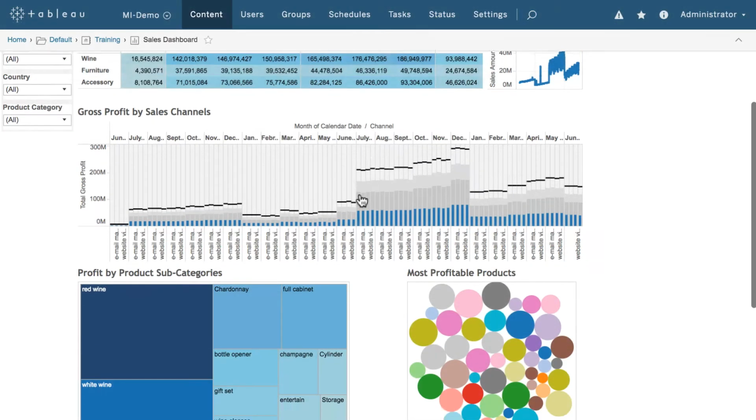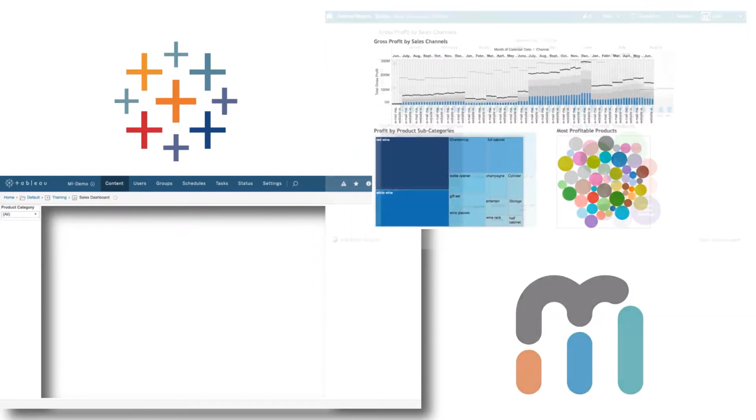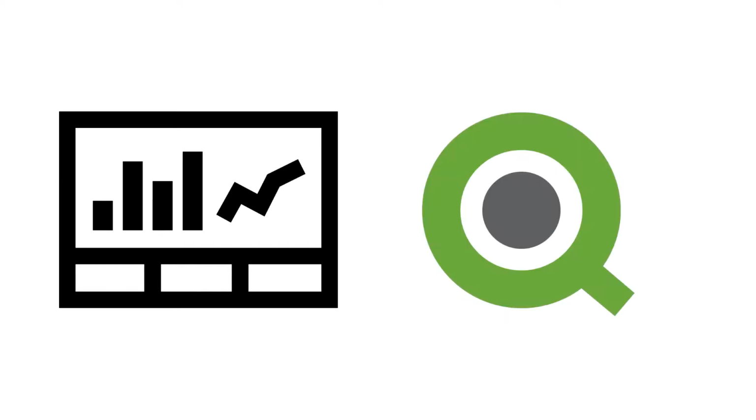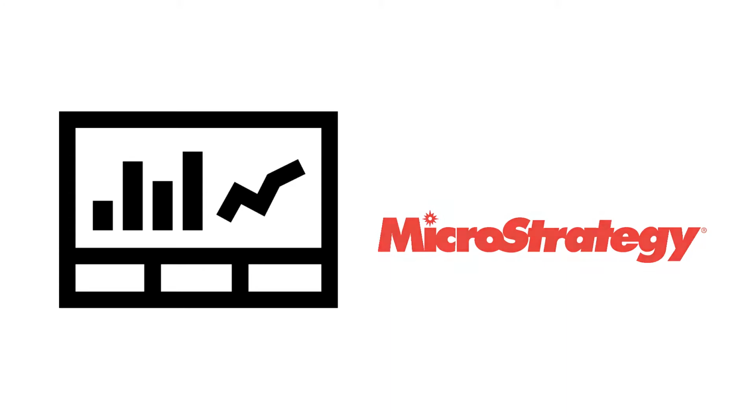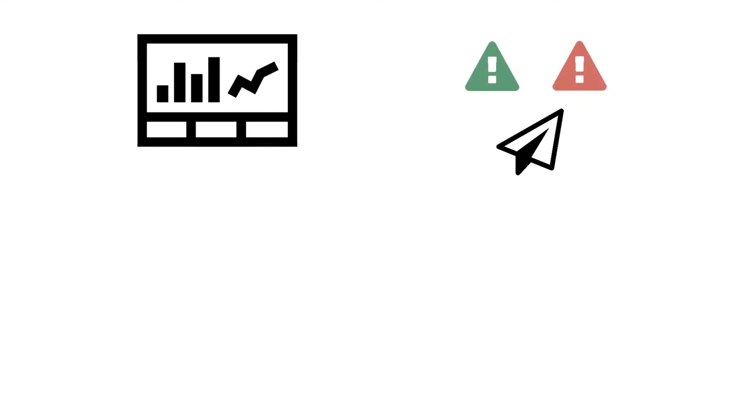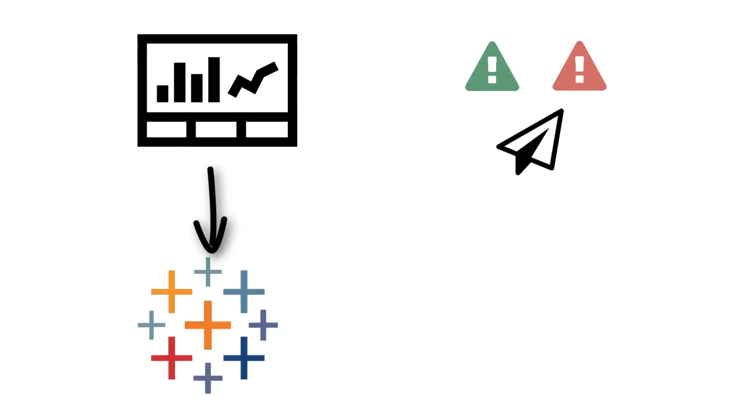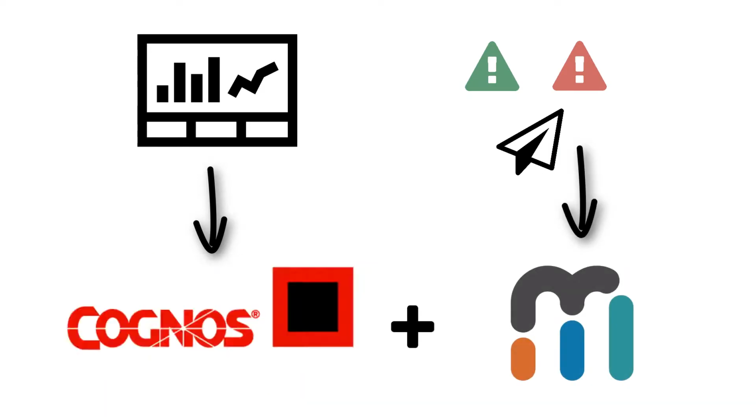In this video, I'm going to explain how to embed Tableau visualizations into the Metric Insights viewers. Connections to worksheets and visualizations in products like Tableau, Qlik Sense, Power BI, Cognos, MicroStrategy, and other BI tools are called external reports. External reports can be used as the payload for alerts and bursts, allowing you to integrate existing BI architecture using advantages that Metric Insights offers.